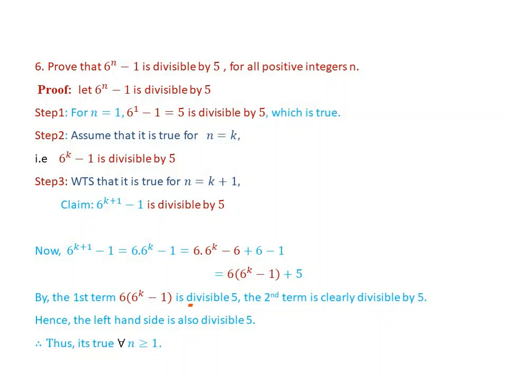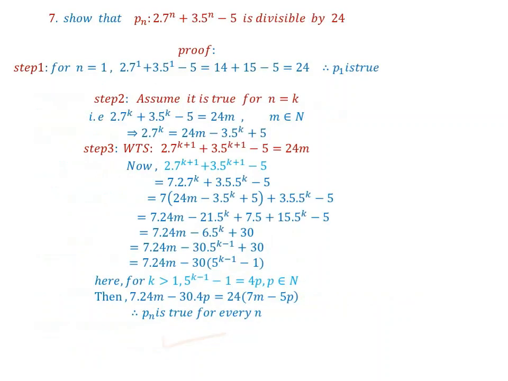Next, the second term, 5, is clearly divisible by 5. Then this 6 to the power of k plus 1 minus 1 is divisible by 5. Hence the left hand side is also divisible by 5. Thus it is true for every n greater than or equal to 1.